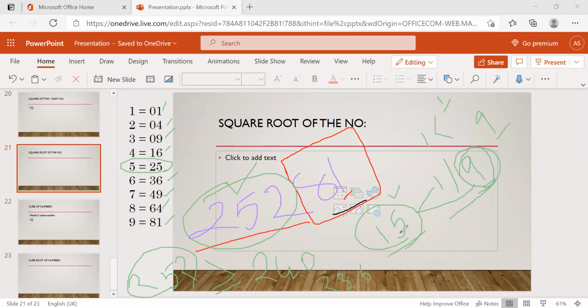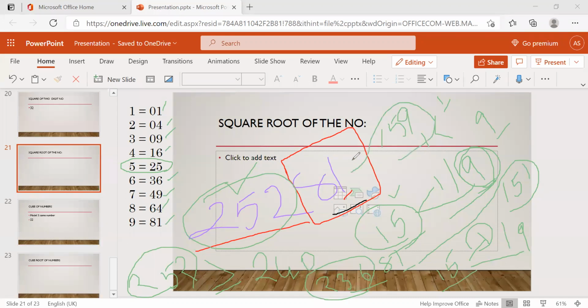Here also 15 only. 15 square is 225. Here 236, 81 is there. For example, for 81, 1 or 9, and this is 15. So which one do I have to take, this one or this one? 236 is the given number, which is less than 240. That means you have to take 1. So 15, 1 for this number, 159 for this number.